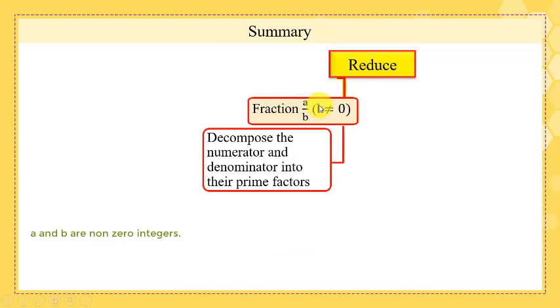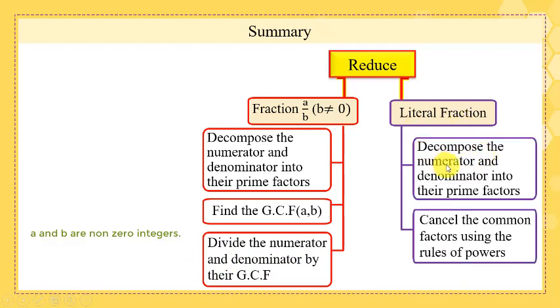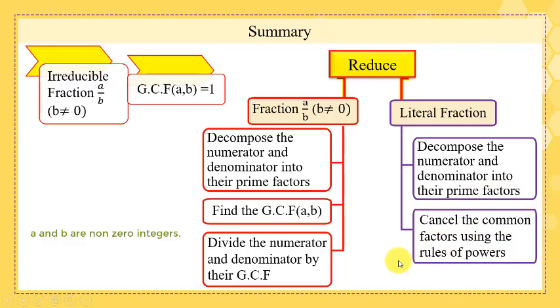To reduce a fraction a over b, decompose the numerator and denominator into their prime factors, then find the GCF of a and b. Finally, divide the numerator and the denominator by their GCF. To reduce a literal fraction, decompose the numerator and denominator into their prime factors, and then cancel the common factors using the rules of powers. Remember, a over b is an irreducible fraction if the GCF of a and b is equal to 1.